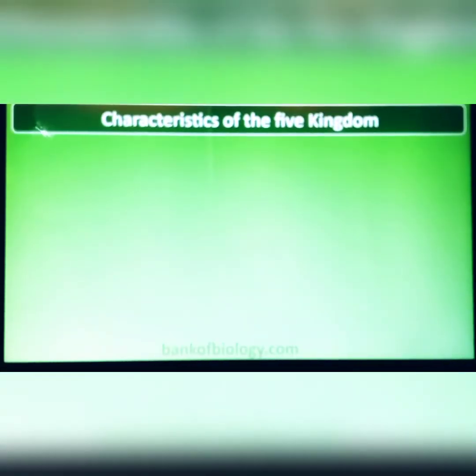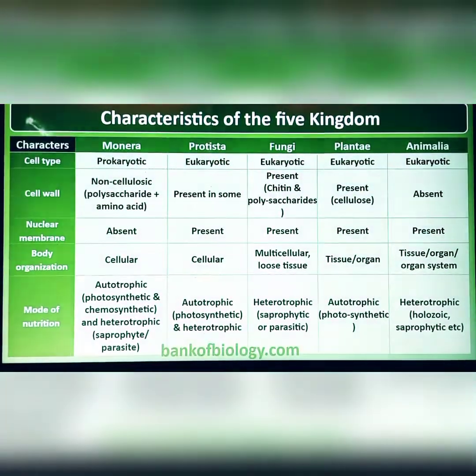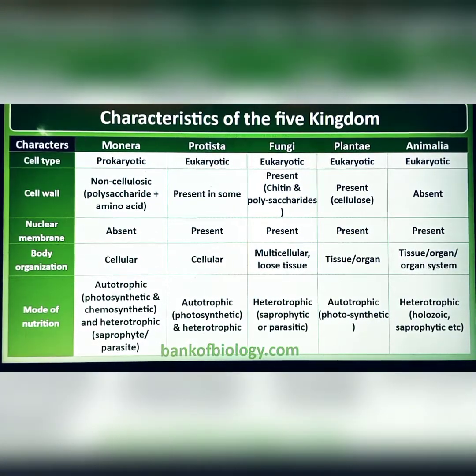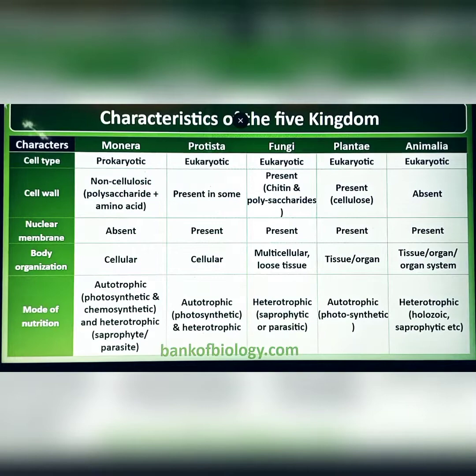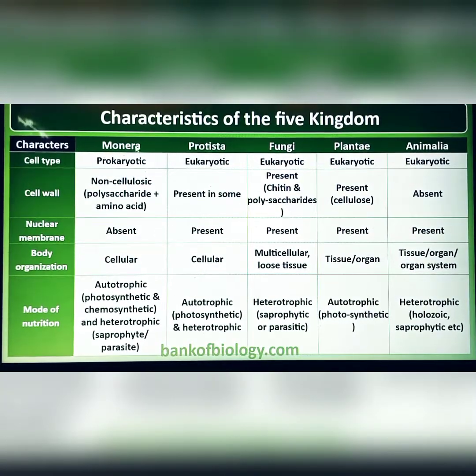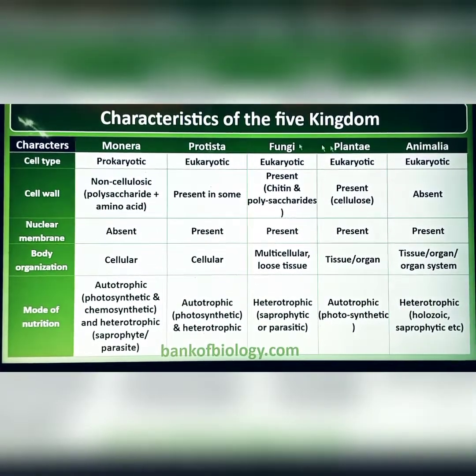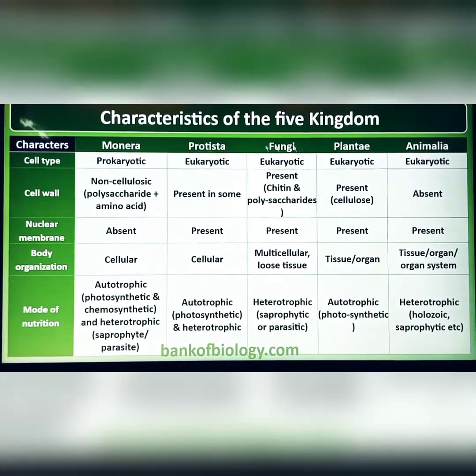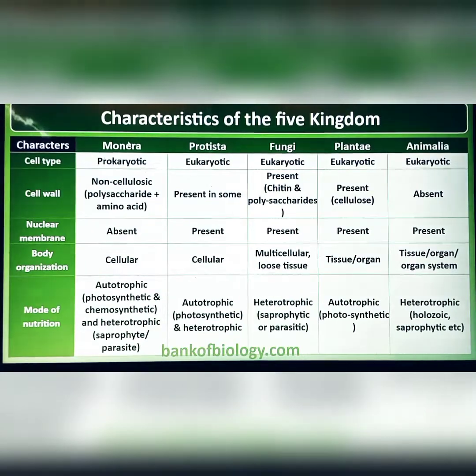So then, the characteristics of the five kingdoms. There is a chart that will be shown on your screen, with categorization characters: Monera, Protista, fungi, plantae, animal. These are the five kingdoms given by Whittaker, and on the basis of some characteristics they can be classified. So let's talk about Monera.